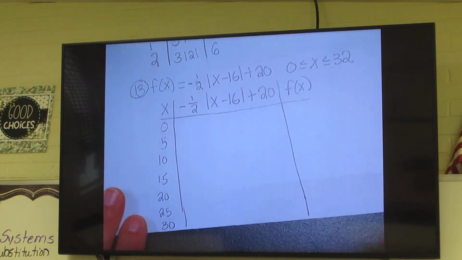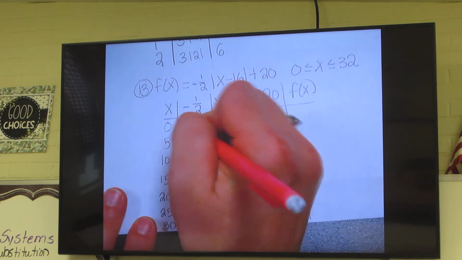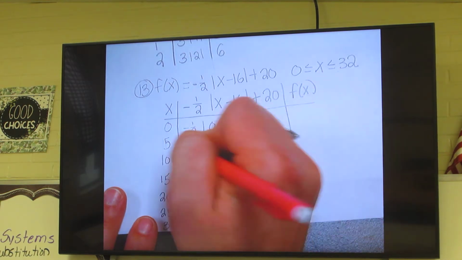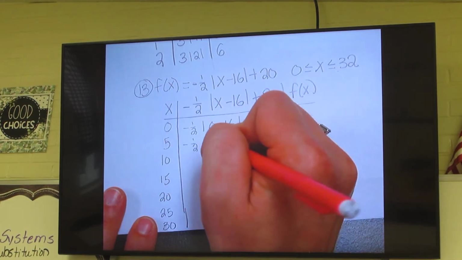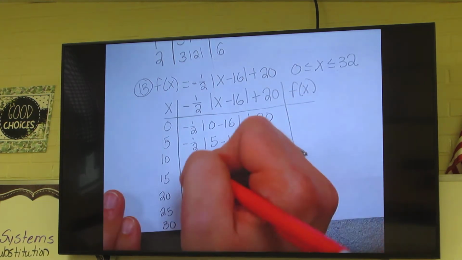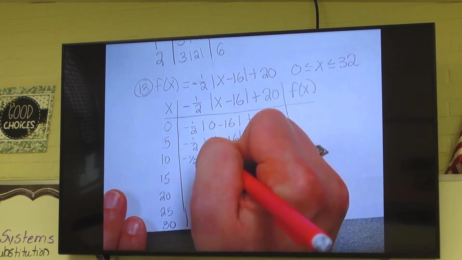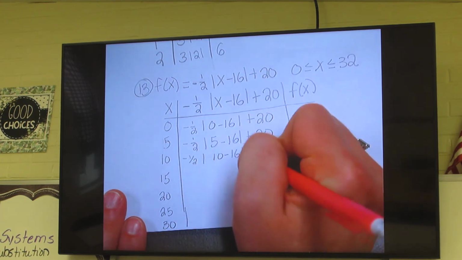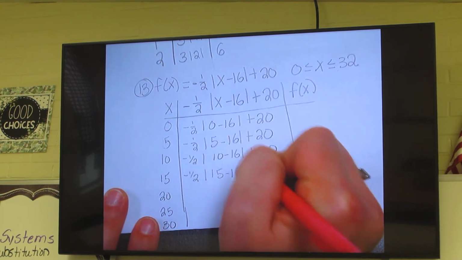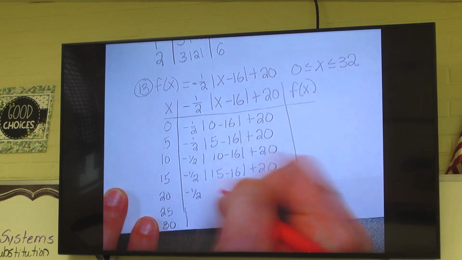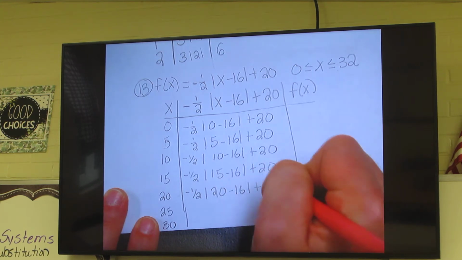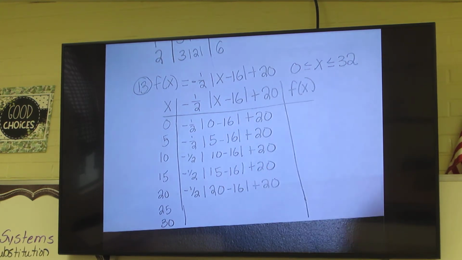Okay? So plugging in these values: -1/2 absolute value of 0 minus 16 plus 20, -1/2 absolute value of 5 minus 16 plus 20, okay? -1/2 absolute value of 10 minus 16 plus 20, -1/2 absolute value of 15 minus 16 plus 20, -1/2 absolute value of 20 minus 16 plus 20. I'm going to stop there and see if that gets us what we need. If it gets us our peak, we'll have to see.